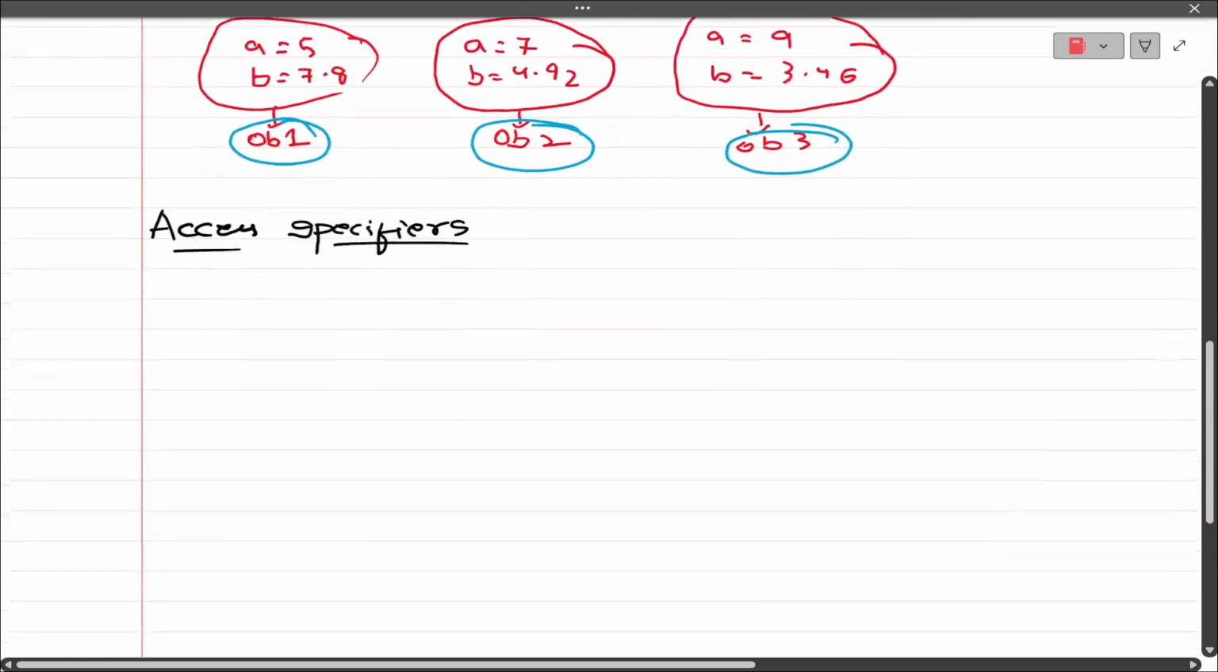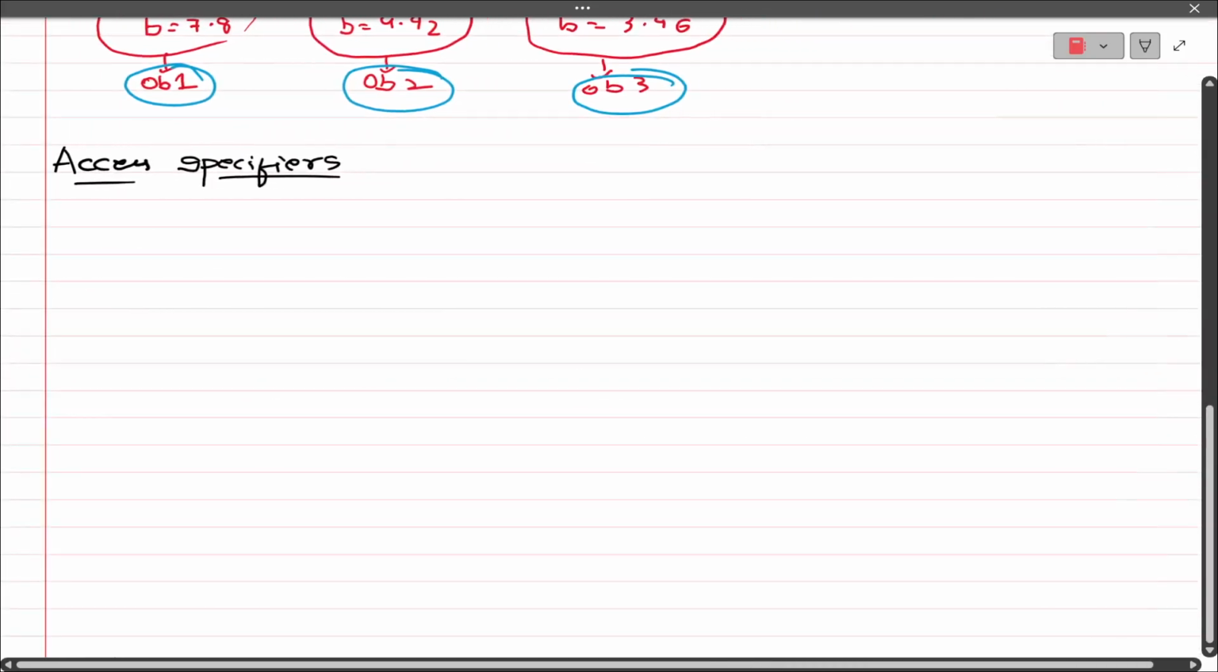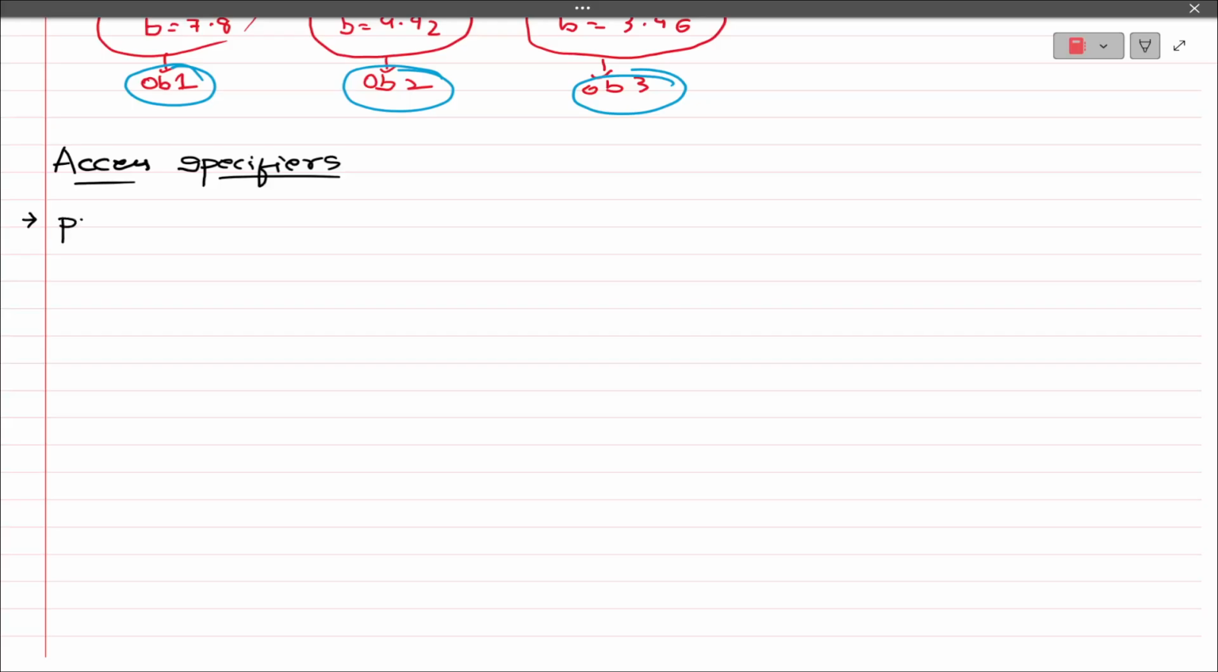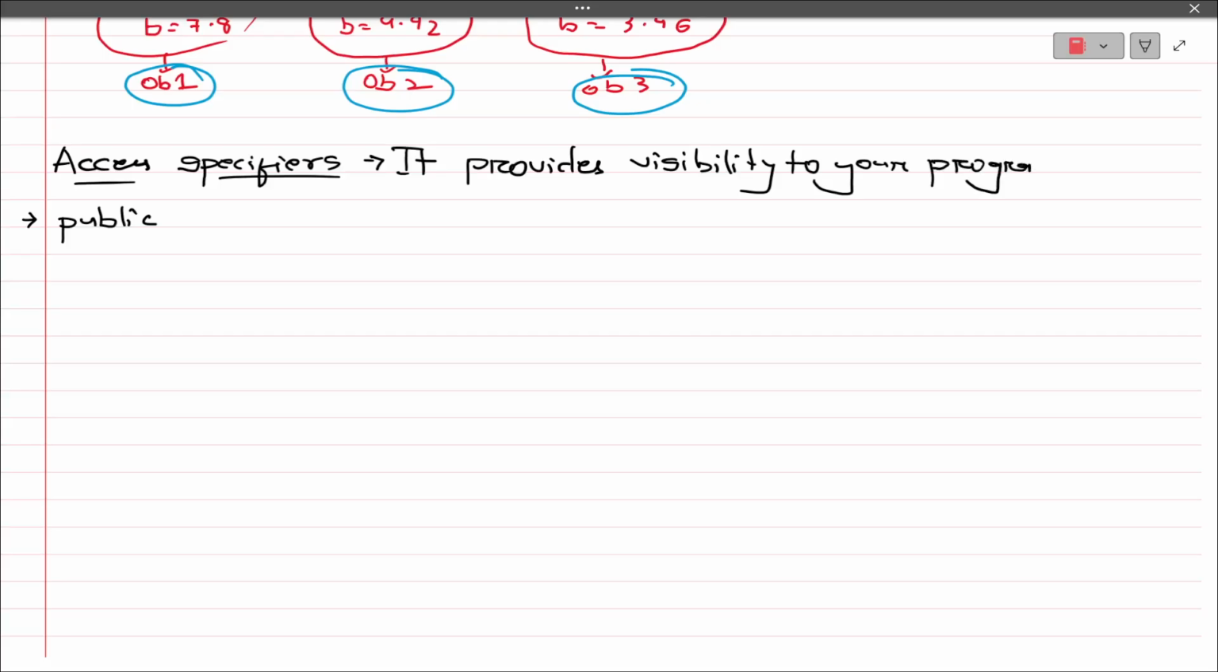So I will be writing it as differentiate between. First is the most common one that you are using, the access specifier public. And what is the meaning of access specifier? Access specifiers provide visibility to your program. Visibility to your program means you can restrict which part of the program you can see and which part you are not allowed to watch. All this control lies in our access specifier.